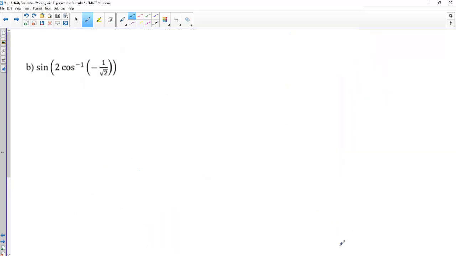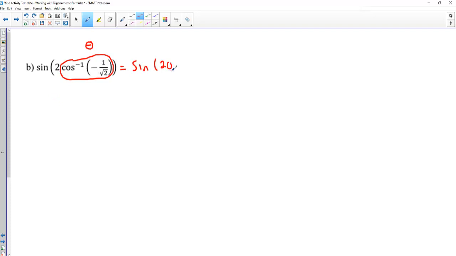So in the next problem, we have sine of 2 times cosine inverse of negative 1 over root 2. So again, when you look at this, it's like, what the heck do you do? What you have to remember is that this thing right here, cosine inverse of negative 1 over root 2, isn't just anything. It's actually an angle. So we'll call it theta. We'll say this is equal to sine of 2 theta.